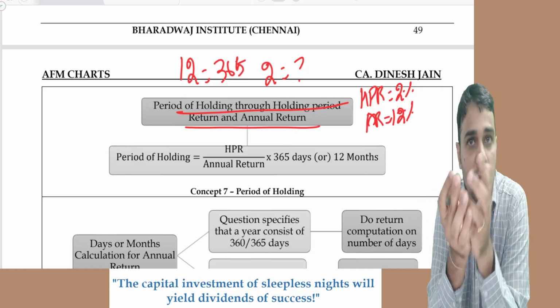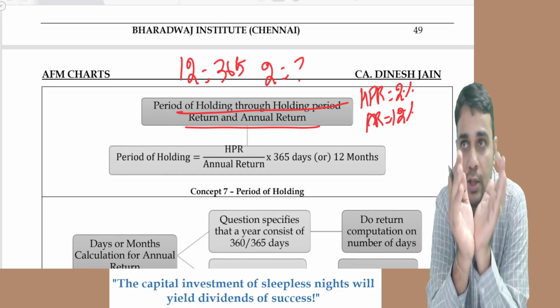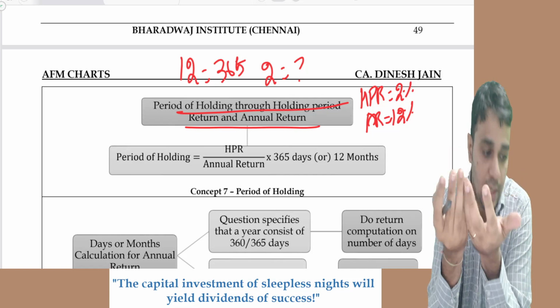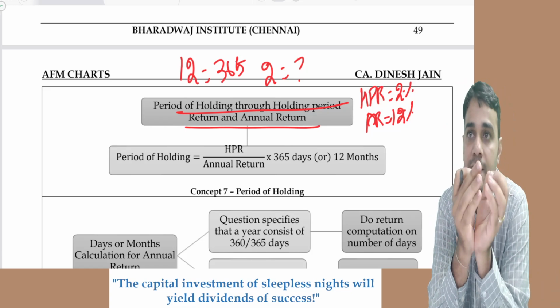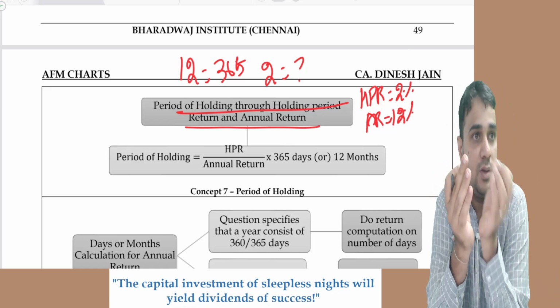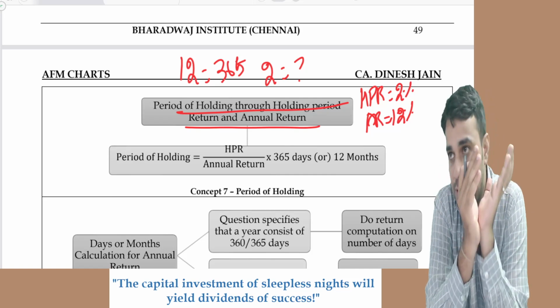I have a formula, but formula is something that doesn't go in my head. Without formula, try to understand logic. You'll be in a position to proceed. In case you still want to go through the formula route, that's your wish. But otherwise, logic is very simple. 12 percentage for 365 days, 2 percentage for question mark number of days. Can we proceed?